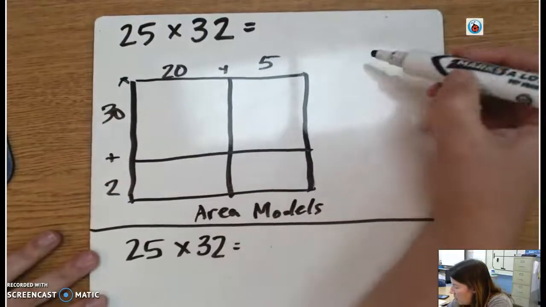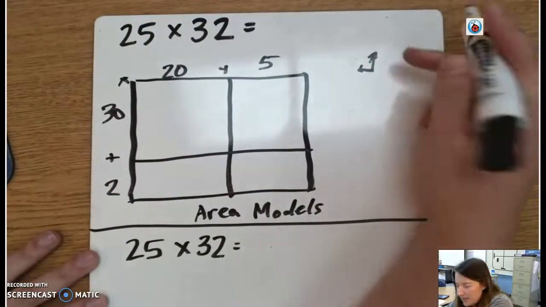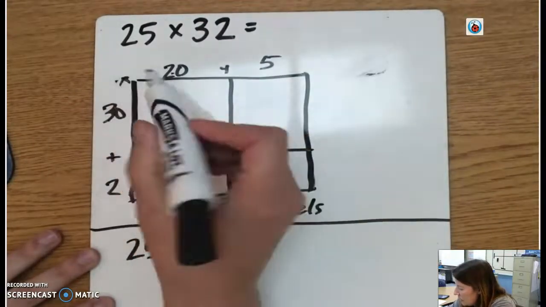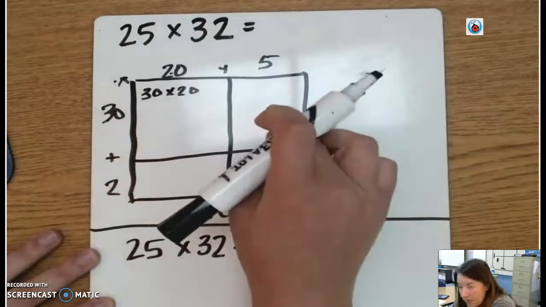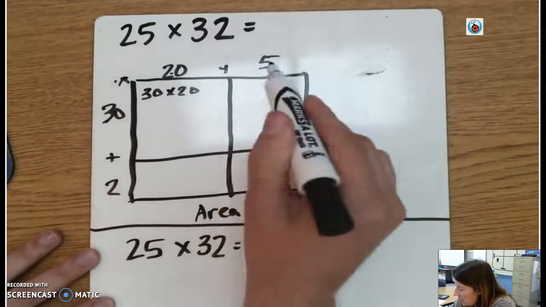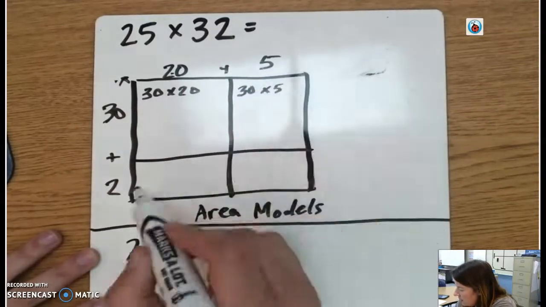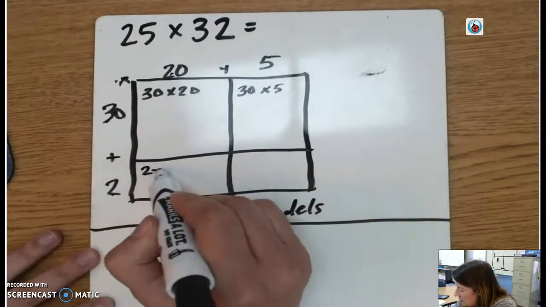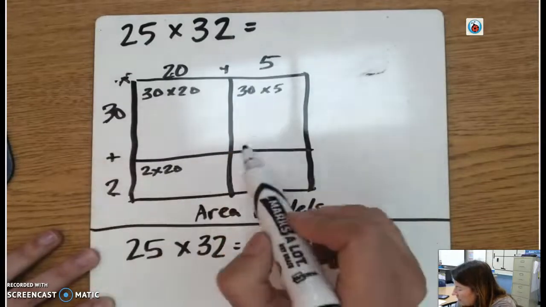So remember, you're going to look to see what number is on top of the box and what number is to the left of the box. So for this box, it's 30 times 20. I'm going to write that in here. For this box, it's 30 times 5. This one down here, we have 2 times 20. And this one over here, we have 2 times 5.